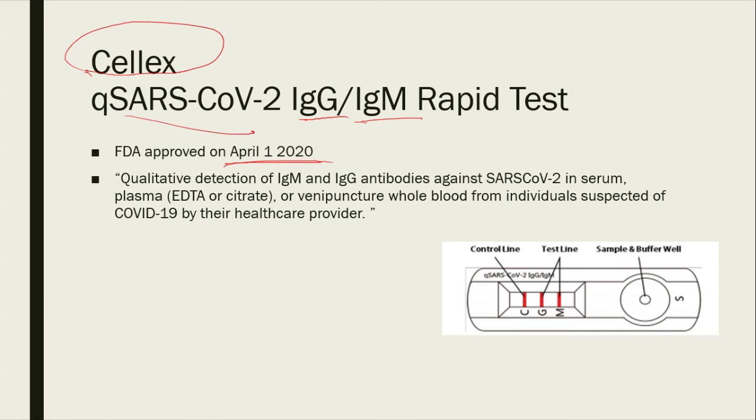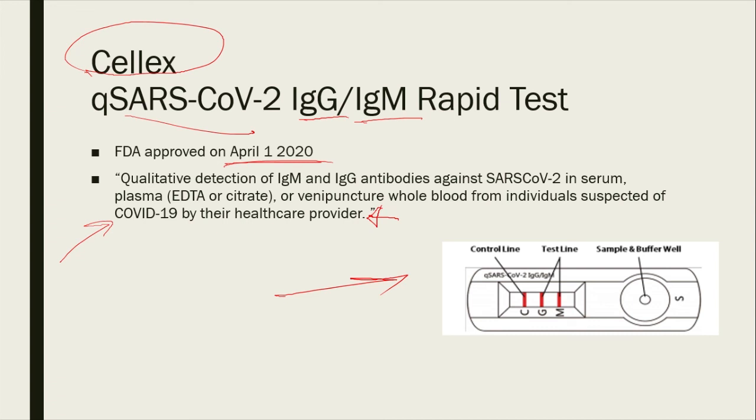And it is a rapid test, 15-20 minutes, I believe that's what it said. Quoting from the indications here, it's a qualitative detection of IgG, IgM antibodies against this new virus in serum, plasma, venipuncture whole blood from individuals suspected of COVID-19 by their healthcare providers. What it is visually is a lateral flow assay. That's why I've been talking about lateral flow assays for the past 10-15 minutes, to lay the stage for what we are going to talk about right now.